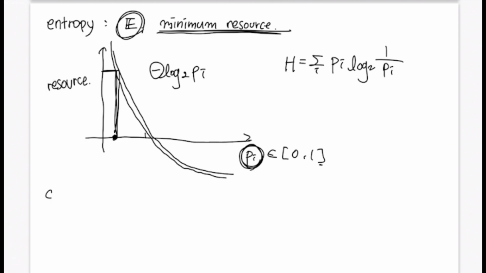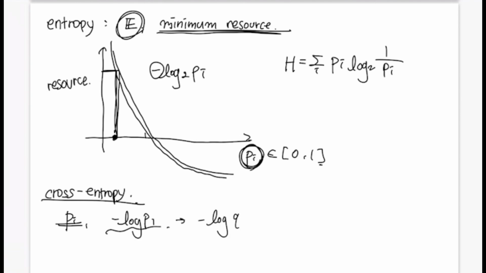And what is cross entropy now? For cross entropy, for a certain probability variable p_i, the resource is not following minus log p_i, but rather than that, it follows an arbitrary distribution q_i. So this became minus log q_i. This is called cross entropy, so we write this H(p, q) as minus summation p_i log q_i.